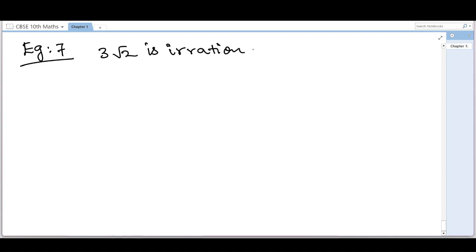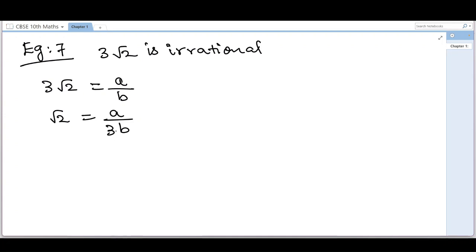So let us assume that root 3 is rational. So 3 root 3 is rational. So 3 root 3 can be written as a by b, where a and b are co-prime. We can rewrite this as root 3 equal to a by 3b, where a, b and 3 are all integers. Therefore, a by 3b is a rational number, right? But the left hand side is root 2, which is irrational.